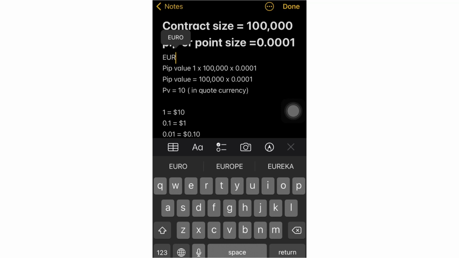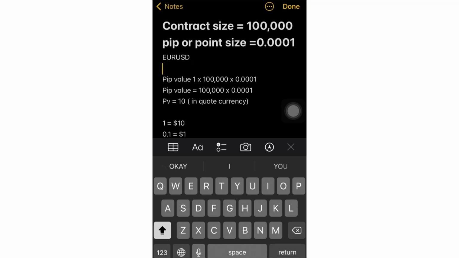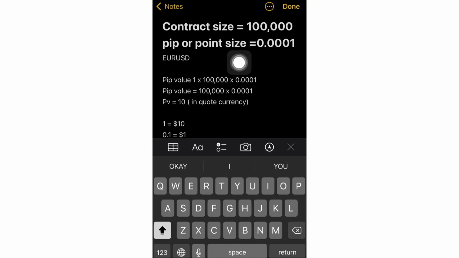Now carefully, let's say I want to trade Euro USD. This is Euro USD right now. Now I want to use one lot size. If that one lot size moves against me, it's going to give me 10. Now in quote currency, what is the quote currency in Euro USD? It's USD, because the quote currency is always the second, like I told you. So this will be in quote currency, it's going to be $10.